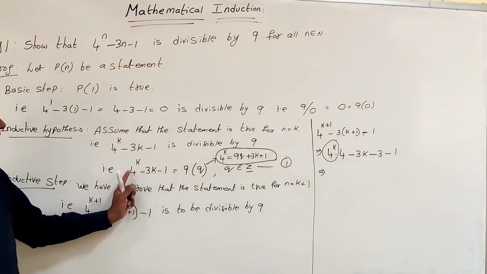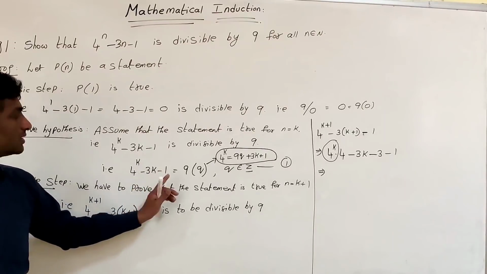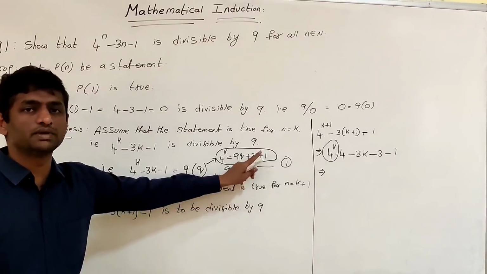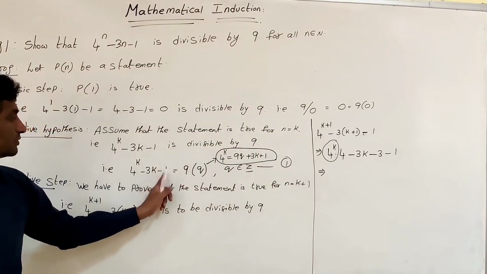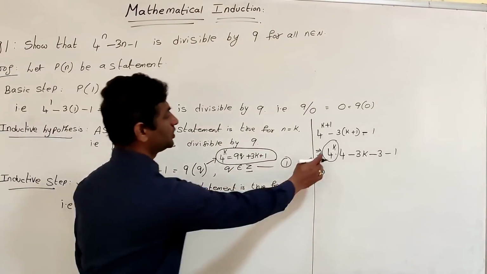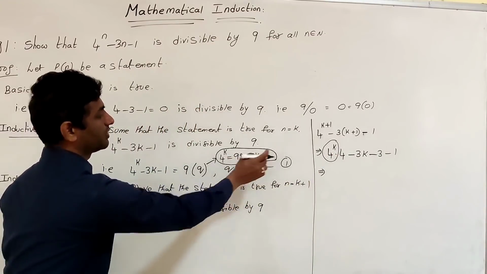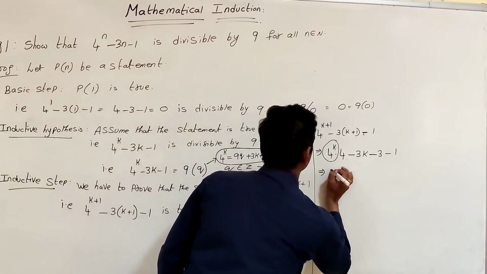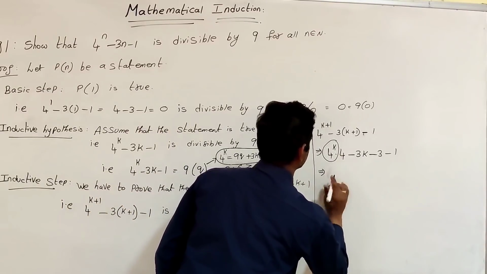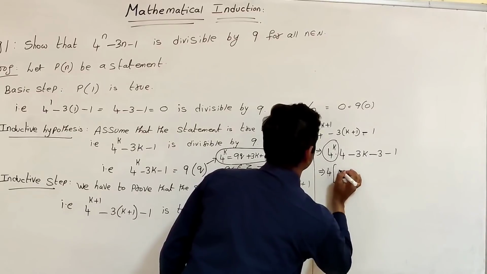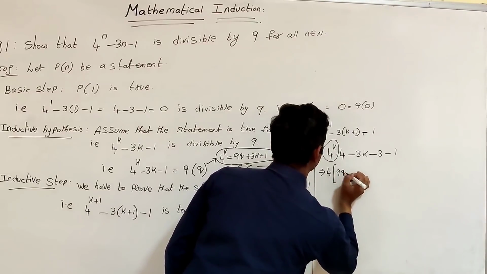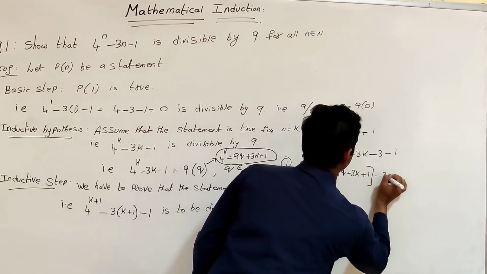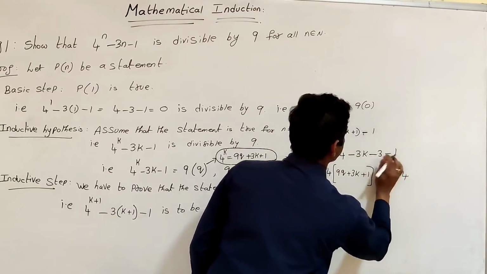From the equation 1, 4 to the power of k minus 3k minus 1 is equal to 9q can be written as 4 to the power of k is equal to 9q plus 3k plus 1, taking all the two terms to the right side. Now substitute this in the place of 4 to the power of k, we can replace with 9q plus 3k plus 1. So 4 times of 9q plus 3k plus 1 minus 3k minus 4. Minus 3 minus 1 is minus 4.